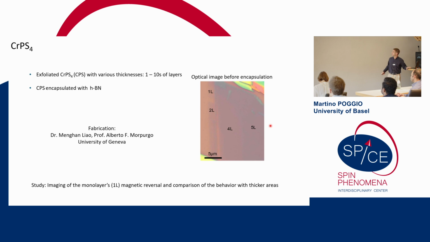Okay, so the study here was really to see what happens here in the monolayer. How is it different from the other regions of the sample, in particular the 5-layer region, where you would expect to have 4 layers underneath compensating and then 1 layer on the top? So you might expect naively that it should behave just the same as the monolayer.